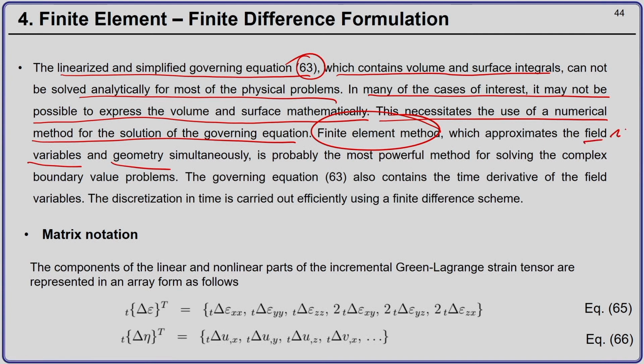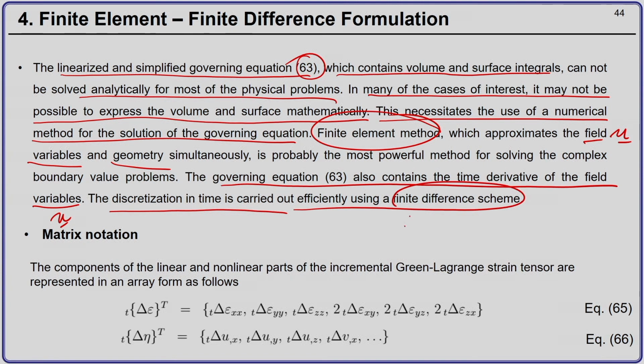The field variable in our case is the displacement, and the governing equation also contains the time derivative of the field variable u, because we have an acceleration there. Therefore, the discretization in time we carry out using a finite difference scheme, which in our case will be Newmark's time integration scheme. Okay. So, first we do what is called the matrix notation.